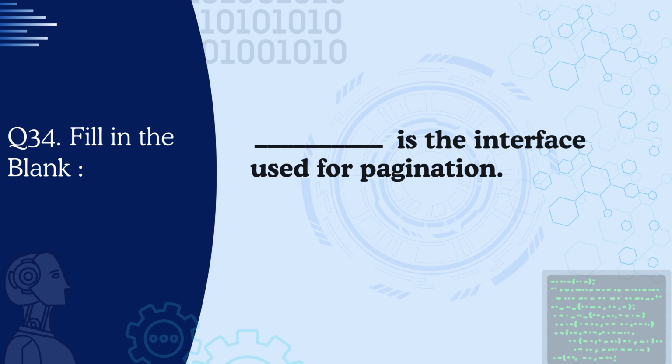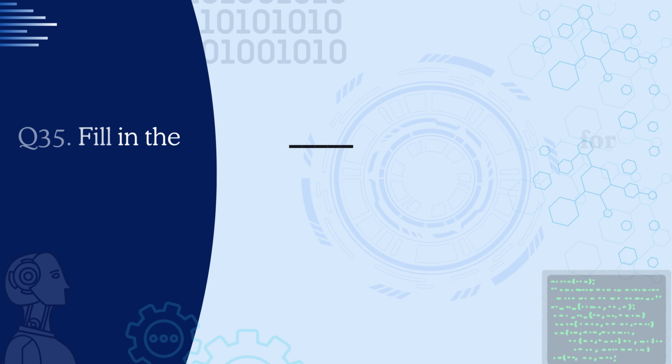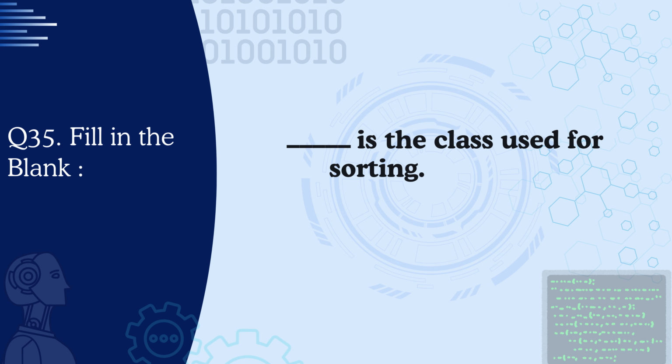Question 34. Fill in the blank. Dash is the interface used for pagination. So the correct answer is Pageable. Pageable is the interface which we use for pagination. Question 35. Fill in the blank. Dash is the class used for sorting. So the correct answer is Sort. Sort is the class that we use for sorting our data.